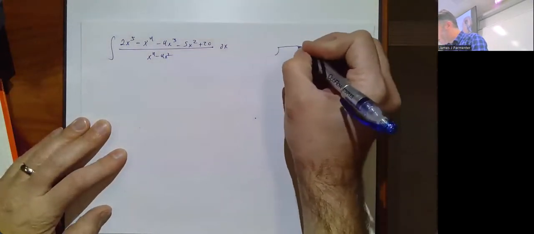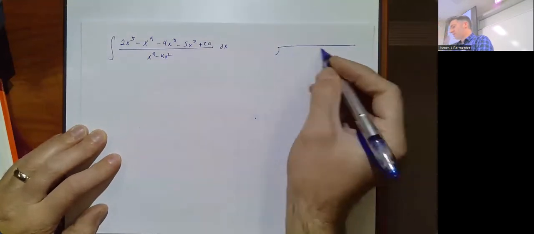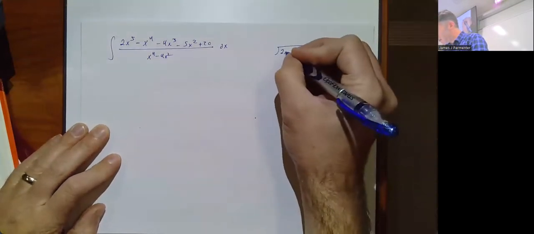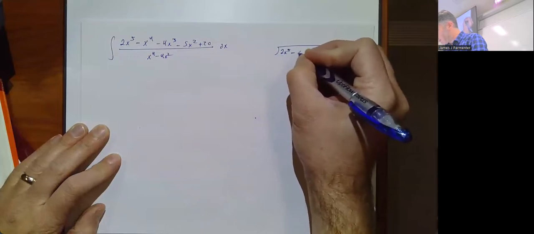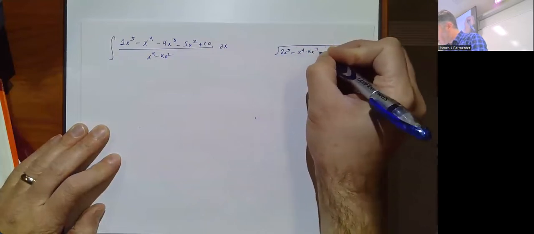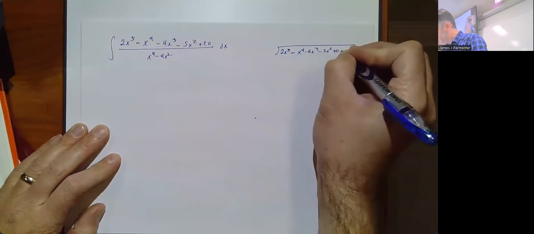I forget what this thing's called. There's a name for that. I don't remember what it is. So I've got my 2x to the 5th minus x to the 4th minus 4x cubed minus 5x squared plus 0x plus 20.